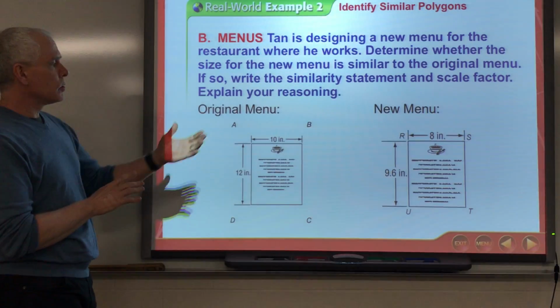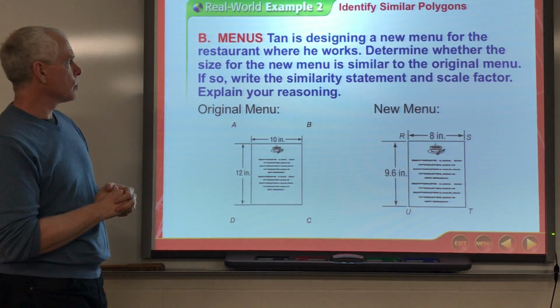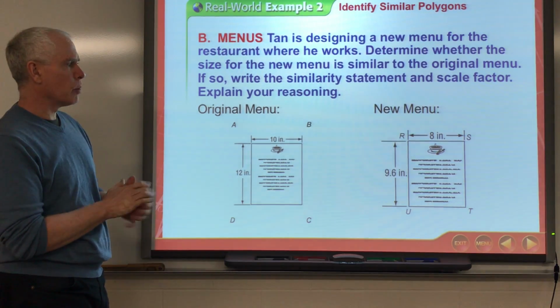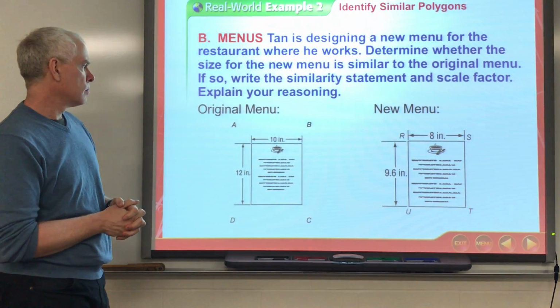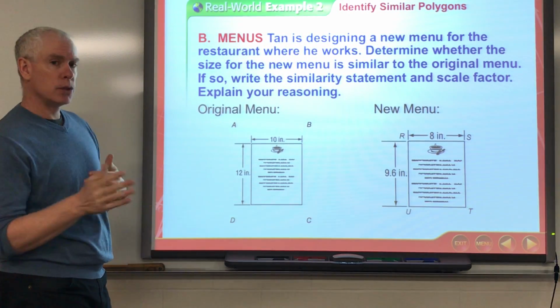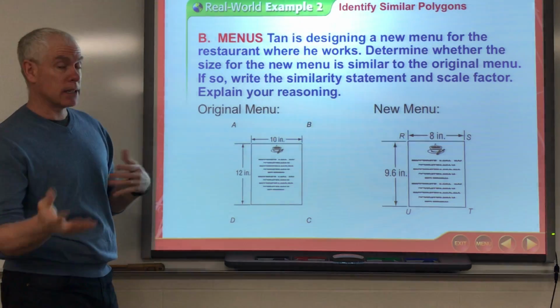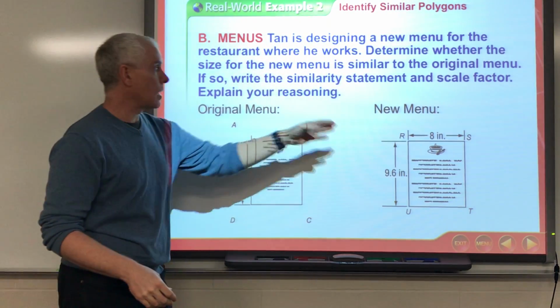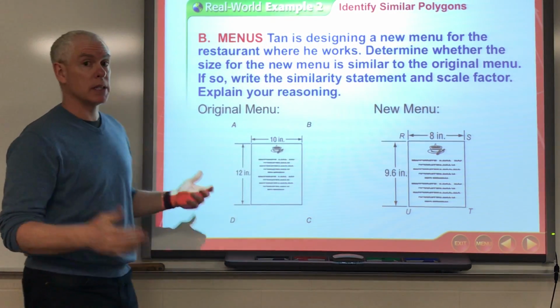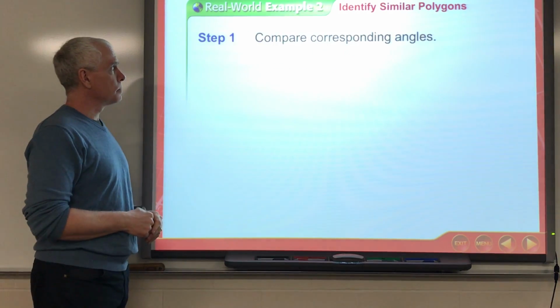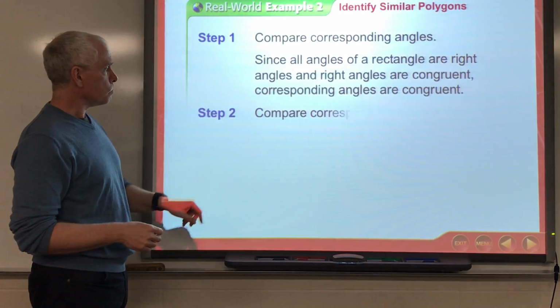Okay, similar situations, similar menus. We're asked for the same question. We have different side lengths this time. So we're going to do the same comparison. Again, rectangles, the angles are the same. You know, is 10 over 8 the same as 12 over 9.6? We're going to test that, okay?